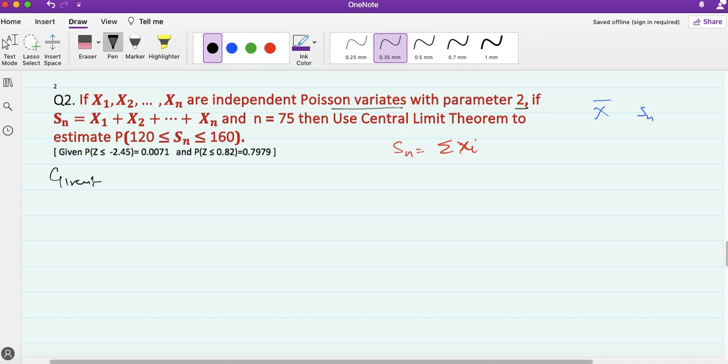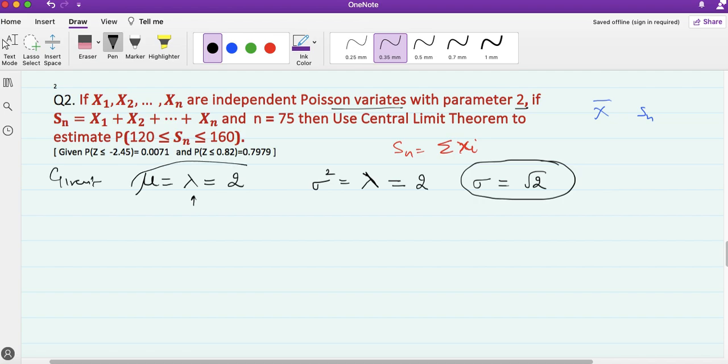What is given in the question? They have given us mu, and you know in the Poisson distribution mu is the parameter lambda, which is 2, and similarly the variance is again equal to lambda, because for the Poisson distribution mean and variance are the same, and usually we use the parameter lambda for that. So if I am using the notation mu and sigma square for the mean and variance, whatever the distribution might be, we can put it equal to that, and here it is also 2. I need a sigma, so sigma is equal to root 2, mu is equal to 2, and n is equal to 75.